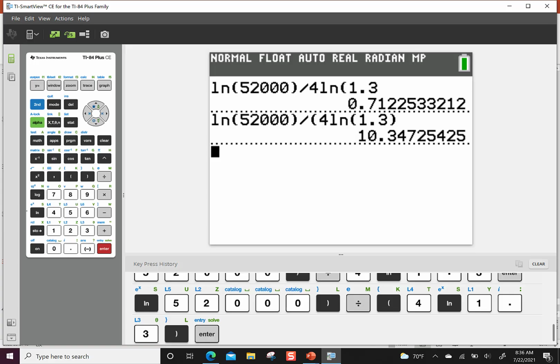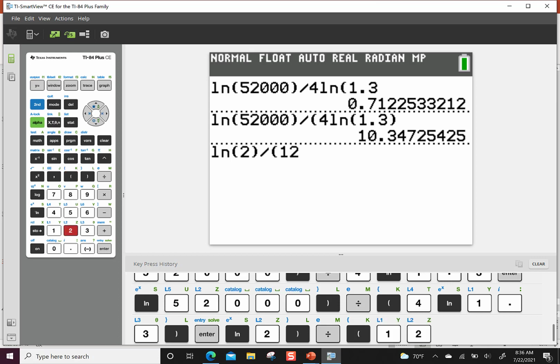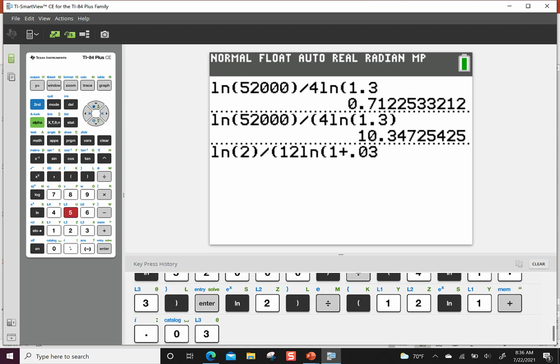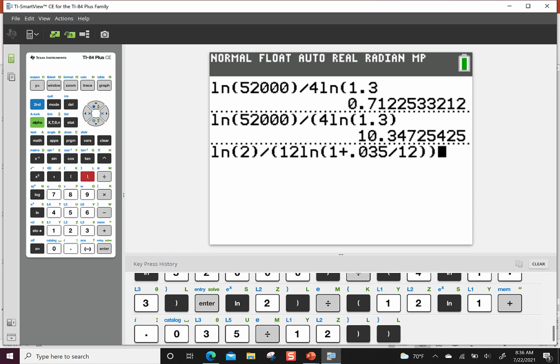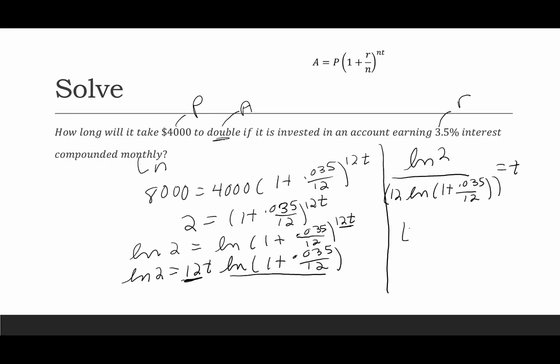So I have natural log of 2, close parenthesis, divide by, a parenthesis for the denominator, 12 natural log of 1 plus 0.035 divided by 12, and then I can close the parentheses, and I have 2. I have 1 for the natural log, and then I have 1 for the denominator. I push enter, and it says 19.833. For this one, I'm just going to write t is about 19.8, and I'm going to put years just so we remember what we were doing.